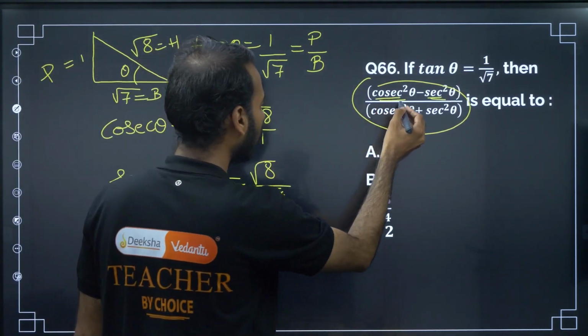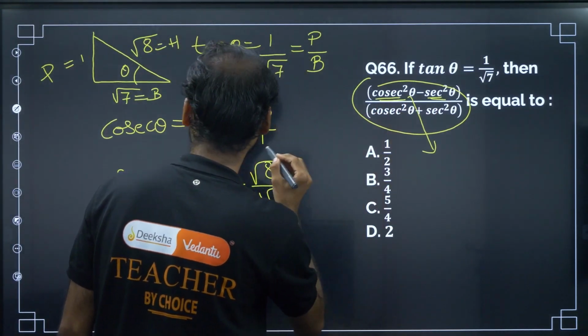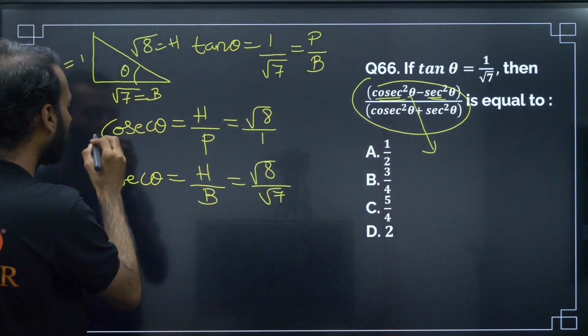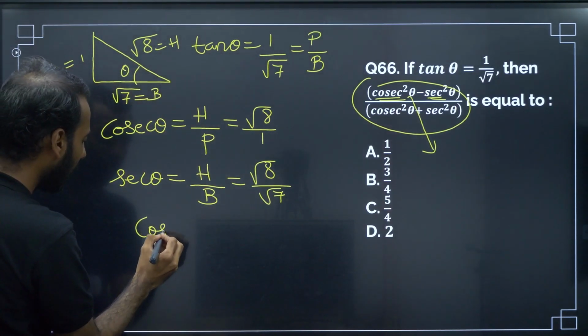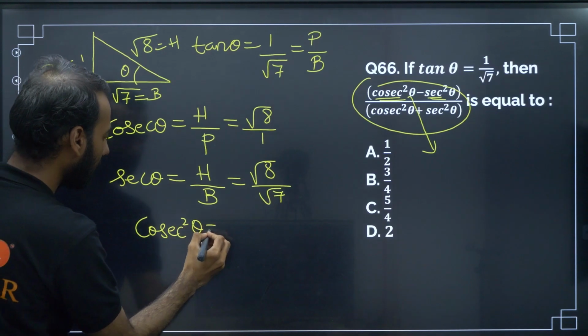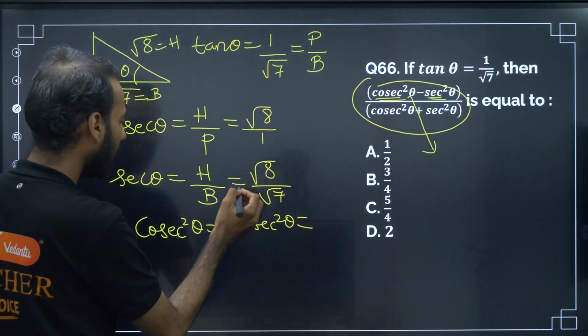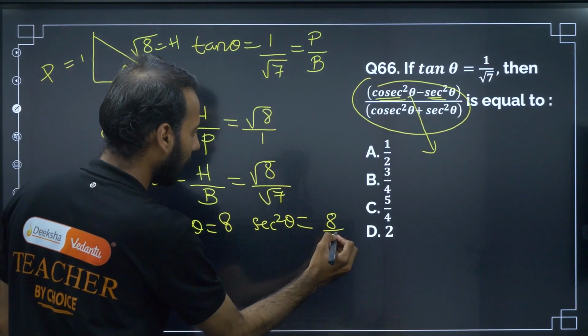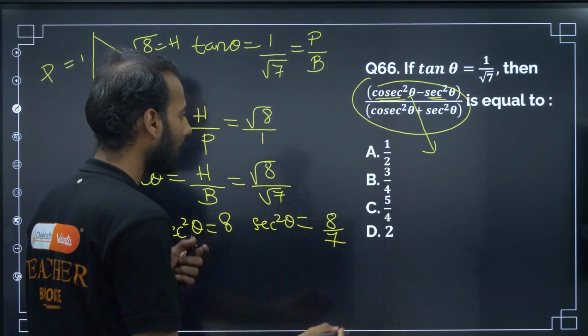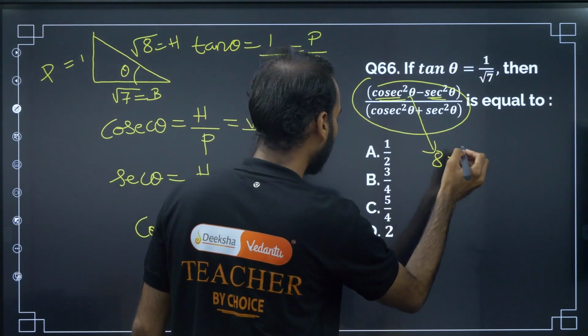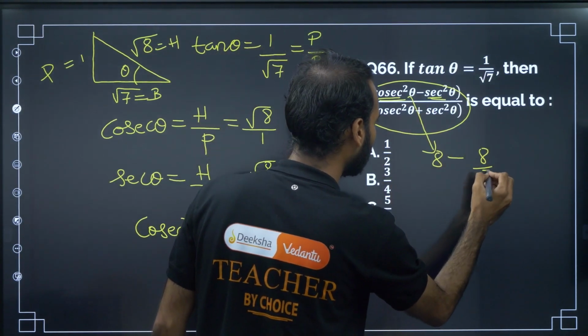Now we'll move to this expression, cosecant square theta. That means we have to square this cosecant theta. Cosecant square theta is 8. Secant square theta, if I am squaring this, becomes 8 by 7. So cosecant square theta is 8, and secant square theta is 8 by 7.